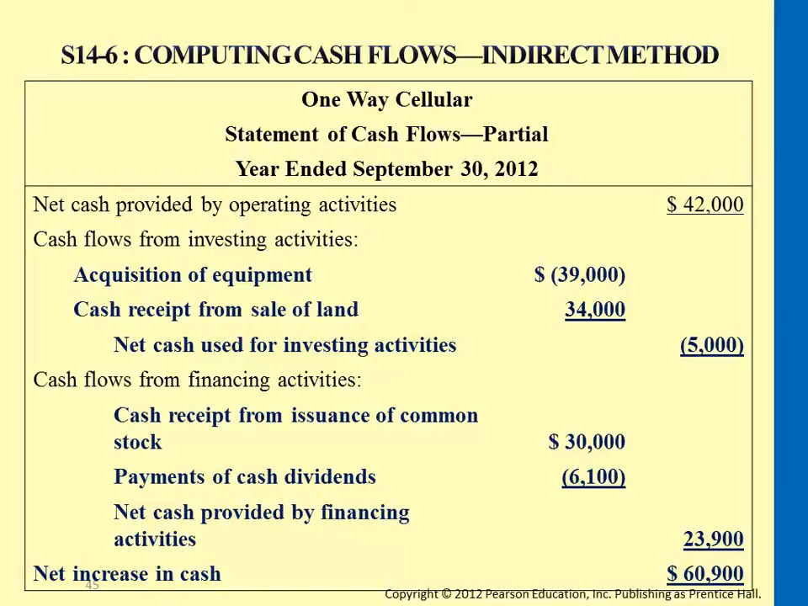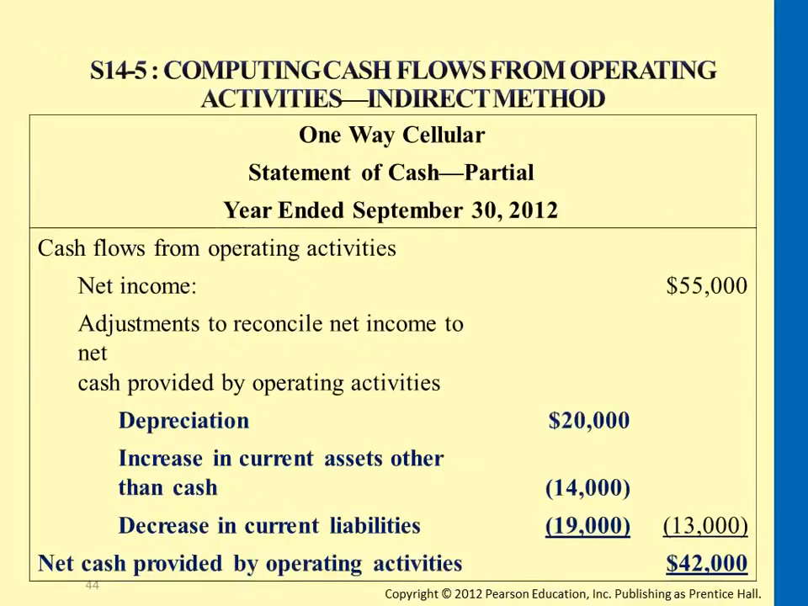Okay, so in this question here, investing activities overall, we lost $5,000 in cash. Financing activities increased $23,900, since we raised capital from common stock of $30,000. That's a lot more than the cash dividends that we gave out. In terms of operating activities, we increased $42,000 here.